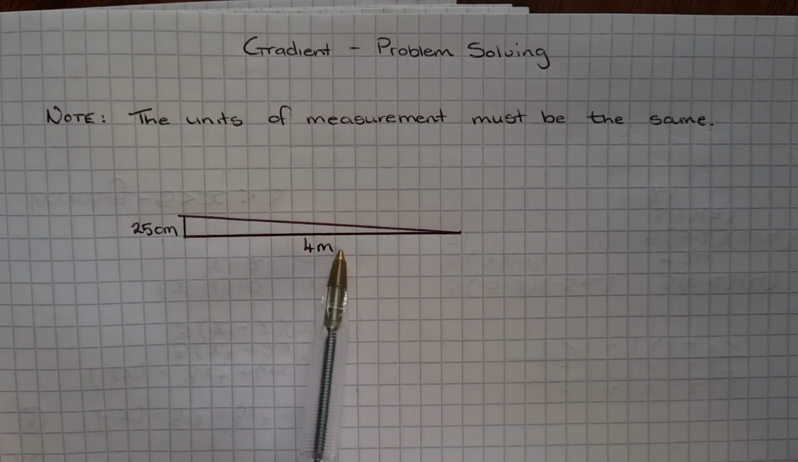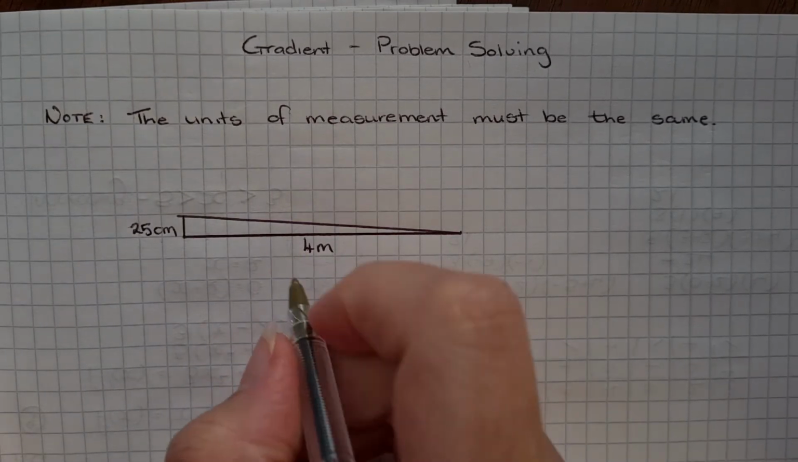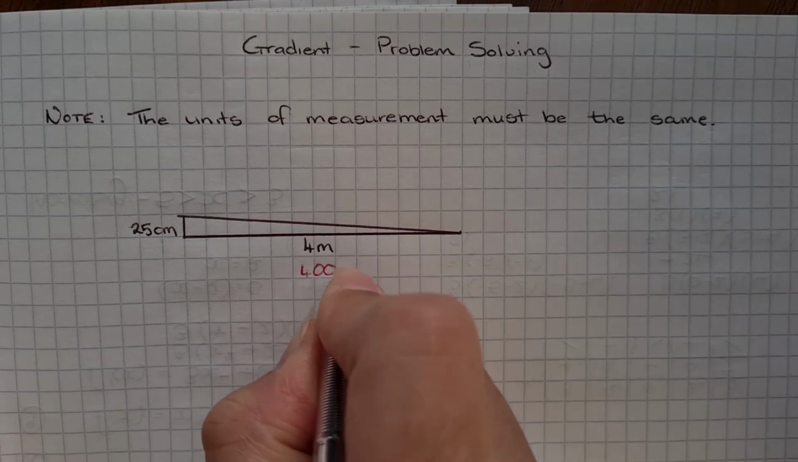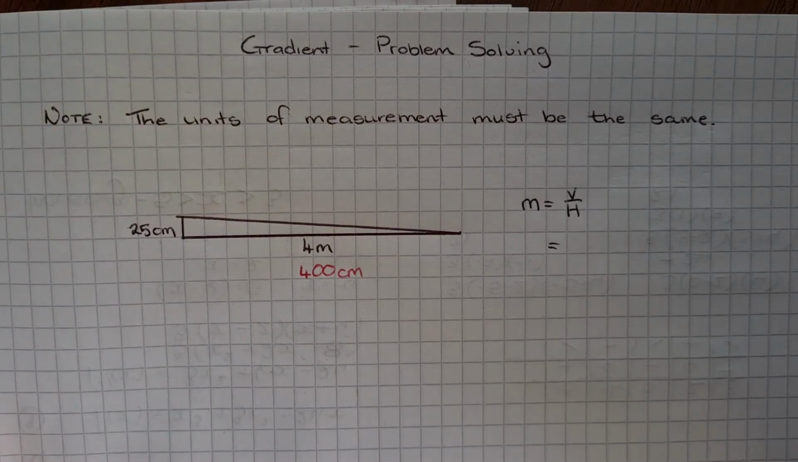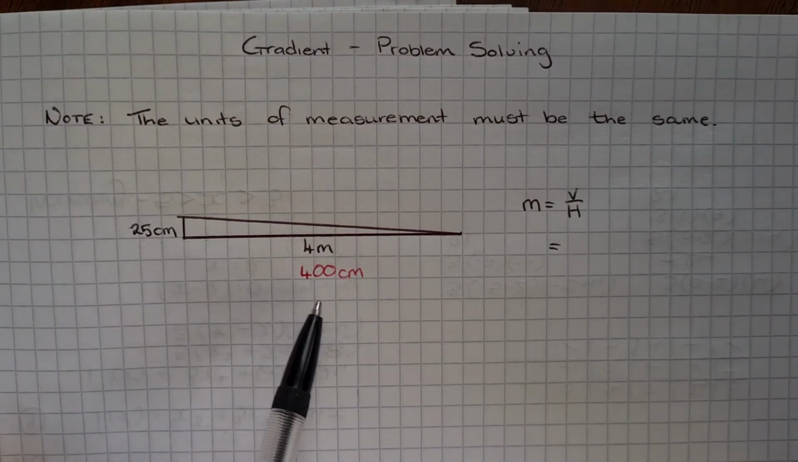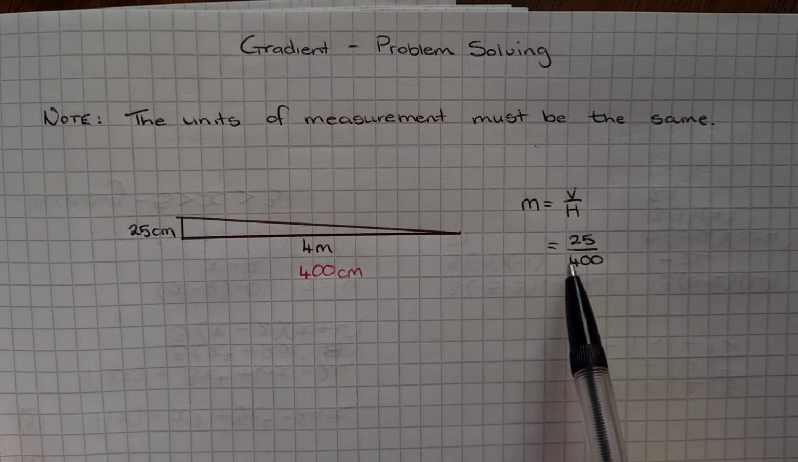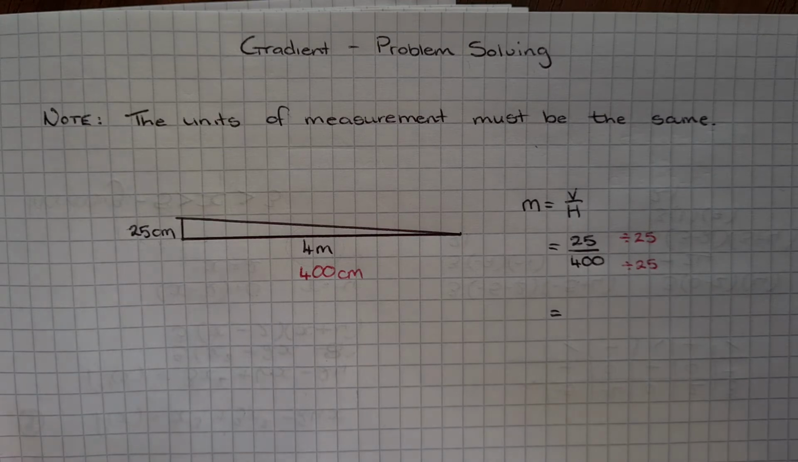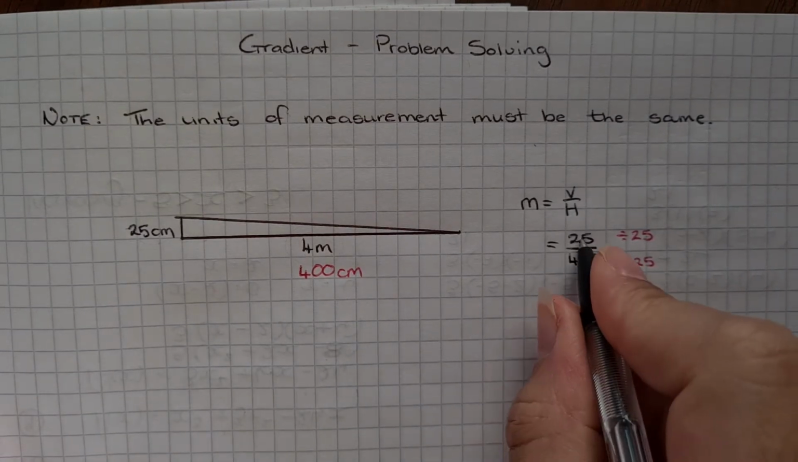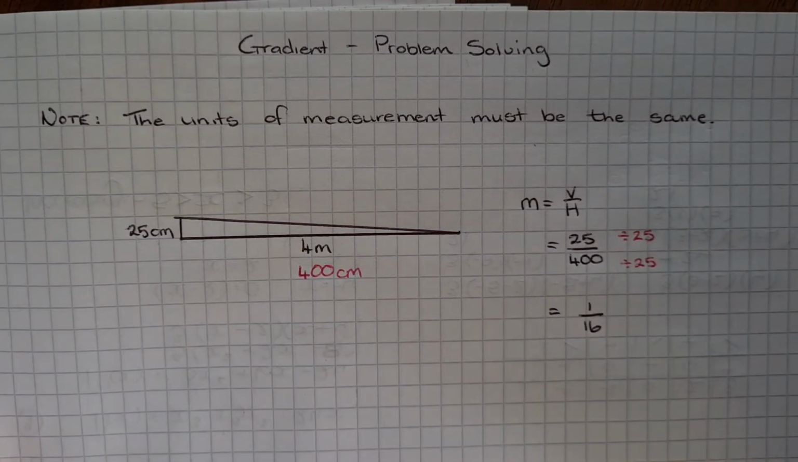So what I'm going to do is change the meters into centimeters. To do that, you just times by 100, so 4 times 100 is the same as 400 centimeters, and then we can work out our gradient now that we've got both vertical and horizontal in centimeters. Now you could get that in a non-calculator question and it could ask you to simplify it, so you would have to simplify this fraction as far as possible. You could do that by dividing both by 25. So 25 divided by 25 is 1, and 400 divided by 25 is 16. So the gradient of that ramp is 1/16.